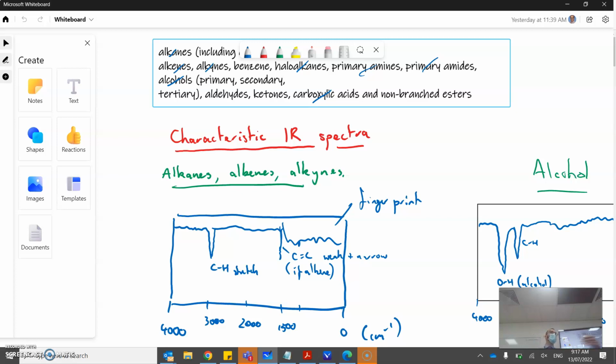And every molecule that we look at is going to have a C to H stretch in that 2900 mark.